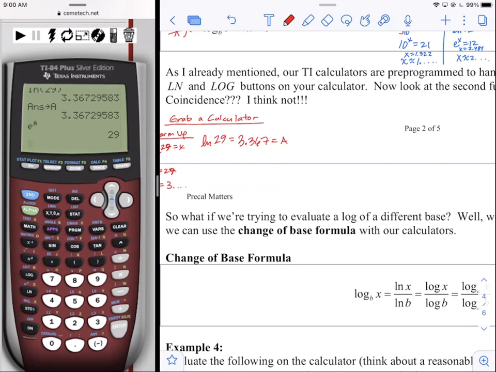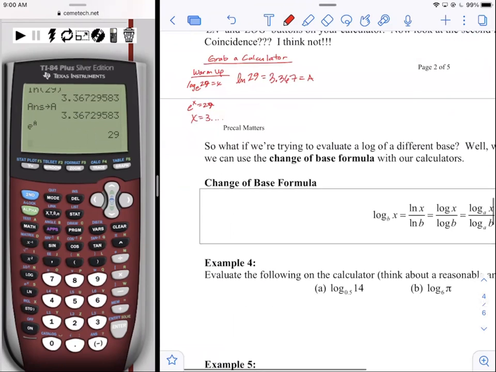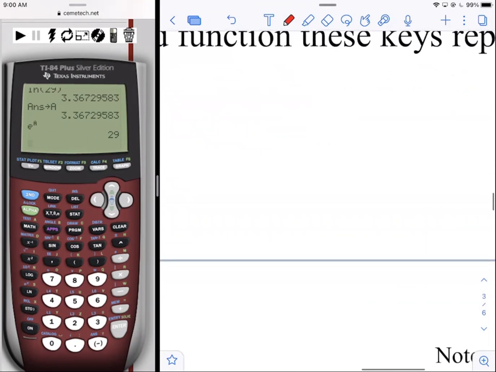Comments or questions on the warm up? Speaking of being warm, that's how it came up. All right. Change of base formula. So I was talking to you yesterday about how your calculator is pre-programmed to handle base 10 and base e. That's it. LOG and then base e. But what if I want to evaluate something like this?